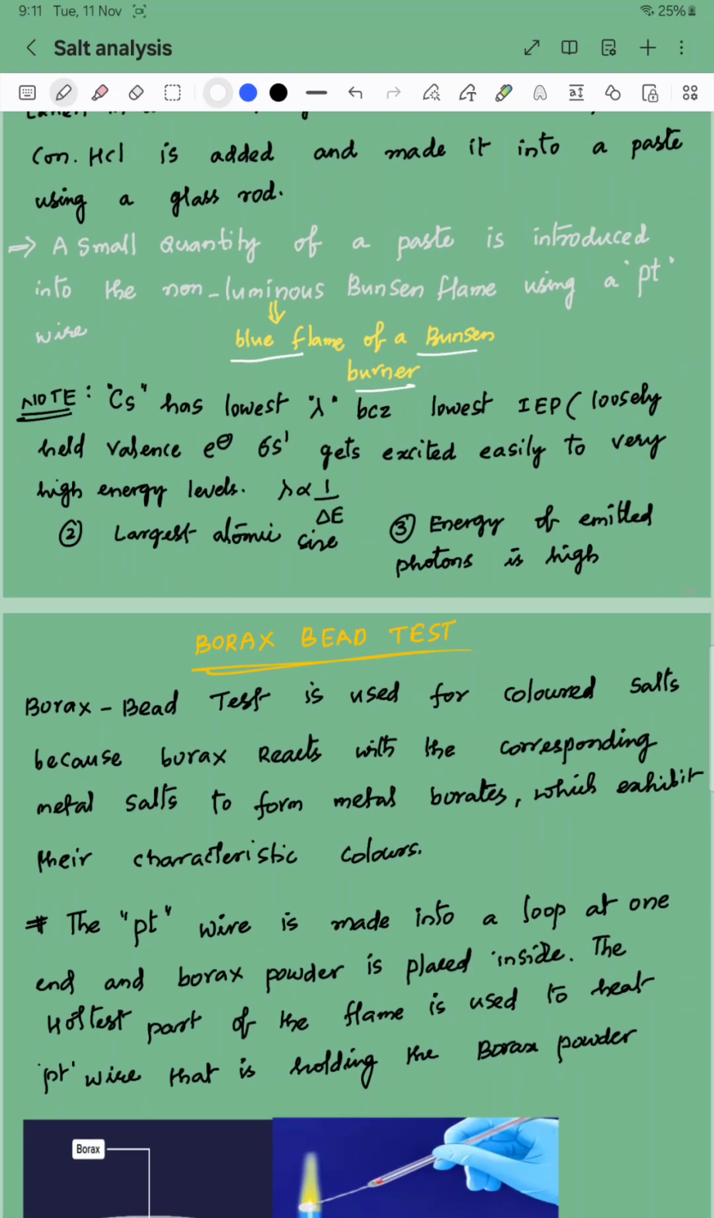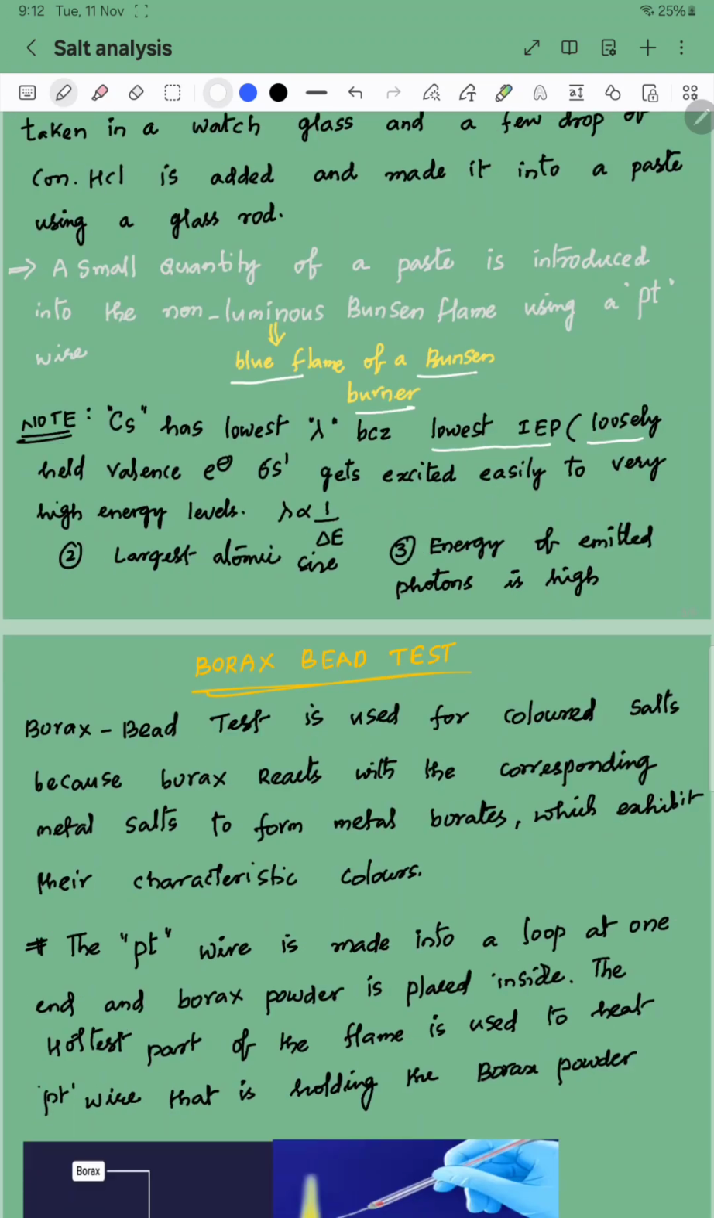So now notice, student, why cesium has the lowest wavelength, right? The reason is cesium has the lowest ionization enthalpy. Why? Because the distance from the nucleus to the valence shell increases, so loosely bound electrons are present in the valence shell. The energy required is very little. Usually energy is inversely proportional to wavelength. So that's why the wavelength is less for cesium, right?